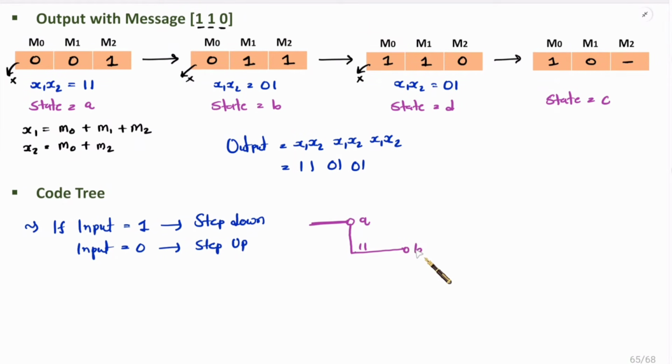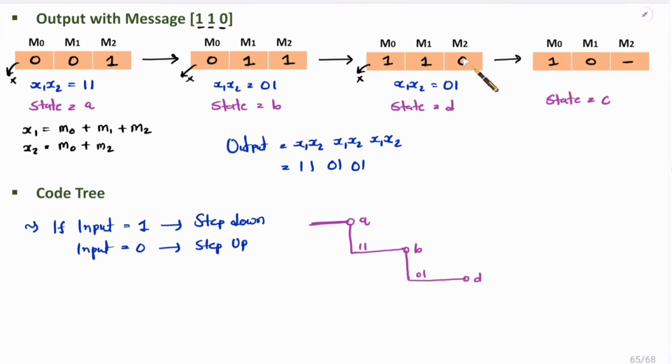Now with this state B, if you insert input 1, in that case we need to draw a step down line. I have told you if input is 1, step down line. And with this step down line, you need to write output 0, 1. And the next state will be state D. So note down state D over here.